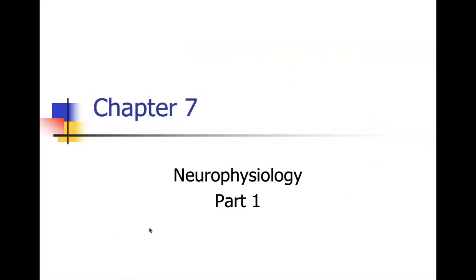Okay, so now we're going to get into chapter 7, talking about neurophysiology. This is going to be divided into 2 parts. It's a pretty long lecture, and it's going to cover the next 2 lectures worth of material. Okay, so chapter 7, we're in neurophysiology, learning about the nervous system.